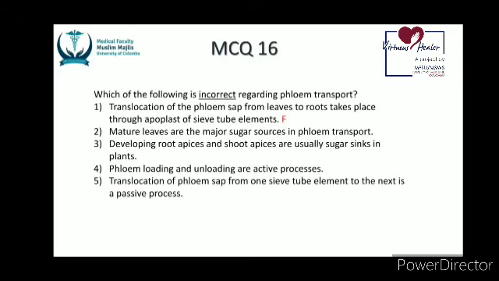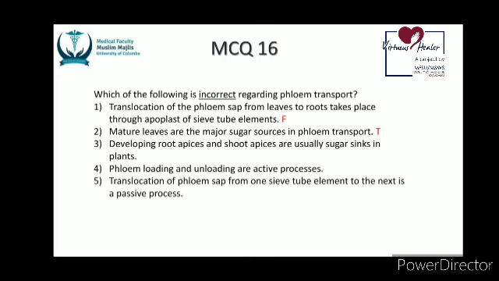Statement number 2. Mature leaves are the major sugar sources in phloem transport. Now, this statement is true, because mature leaves can photosynthesize and can produce 6-carbon sugars. And sucrose is produced in the leaves, and this produced sucrose will be then transported into the sieve tubes. So, mature leaves will become the source end.